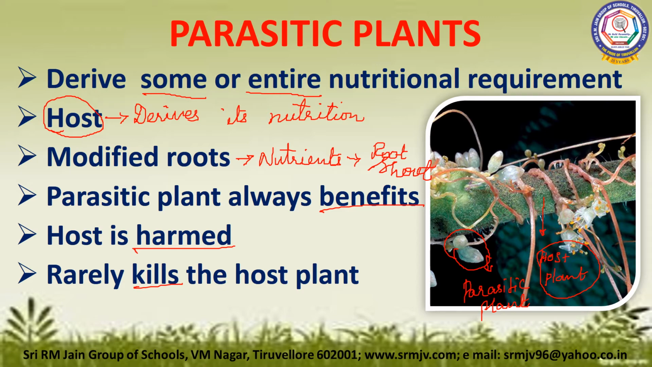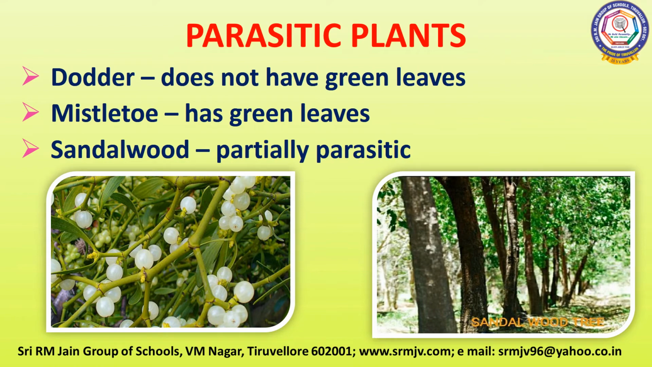Now let us see some examples of parasitic plants. Dodder. Dodder does not have green leaves and hence depends on its host for food. As it does not have green leaves, it cannot photosynthesize, so it depends on the host for food.